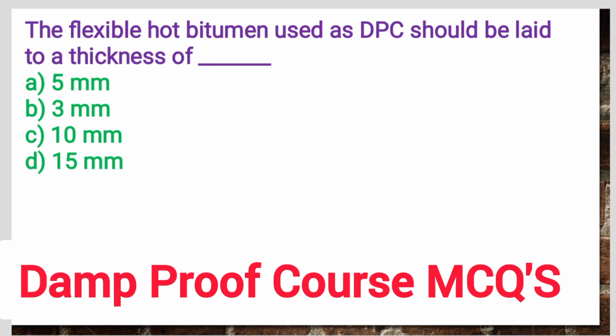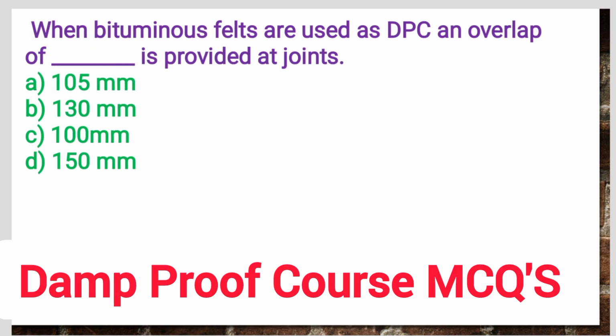Next question, the flexible bitumen used as a DPC should be laid at the thickness of option A 5 mm, option B 3 mm, option C 10 mm, option D 15 mm. So the correct answer is option B, 3 mm. Next question, when the bituminous felts are used as DPC, an overlap of dash is provided at the joints. Option A 105 mm, option B 130 mm, option C 100 mm, option D 150 mm. So the correct answer is option C, 100 mm.